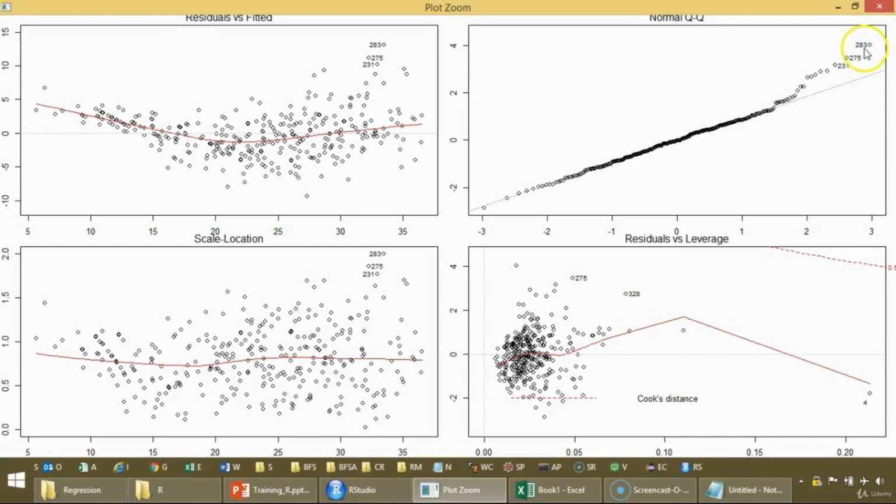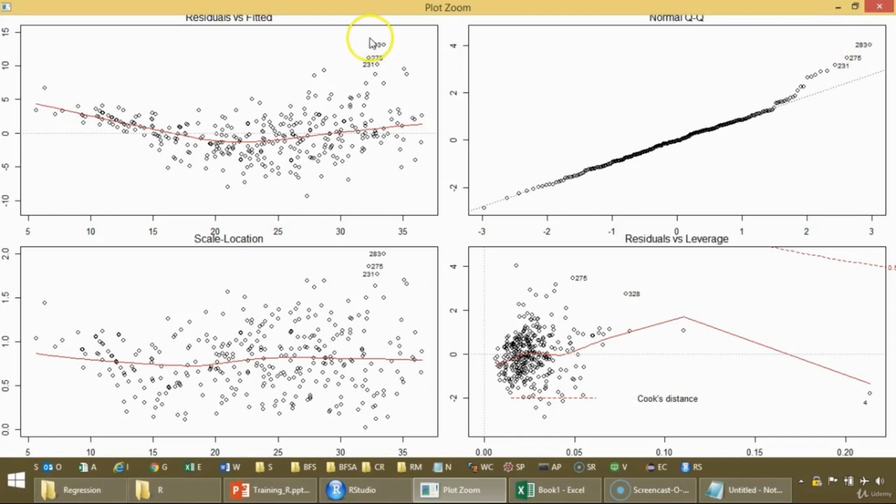Observation numbers 283, 275, 231, and it has also given this residual with fitted data. So these three are again deviating over here, and similarly over here. So what it is trying to say is that if you try to fit this model again after removing these three, then probably you will get a bit better model. So this we can take as a classwork.